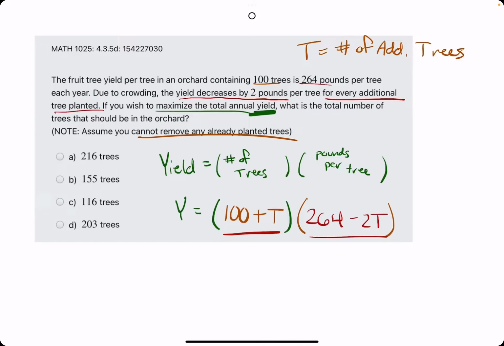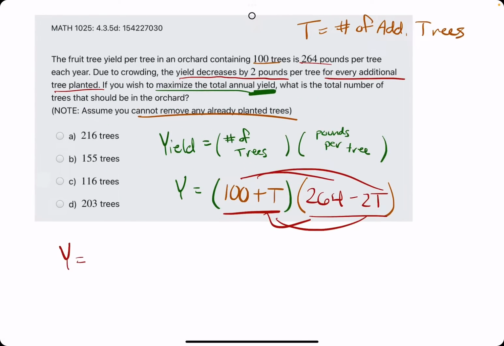This is the equation, or the function, we want to find a maximum of. So we want to find its derivative, set it equal to 0, and solve for t, and then we'll talk about what to do from there. Before we take its derivative, let's distribute these values to save us from doing the product rule.